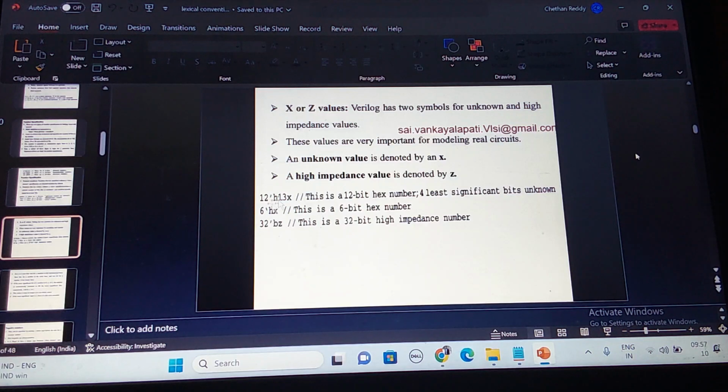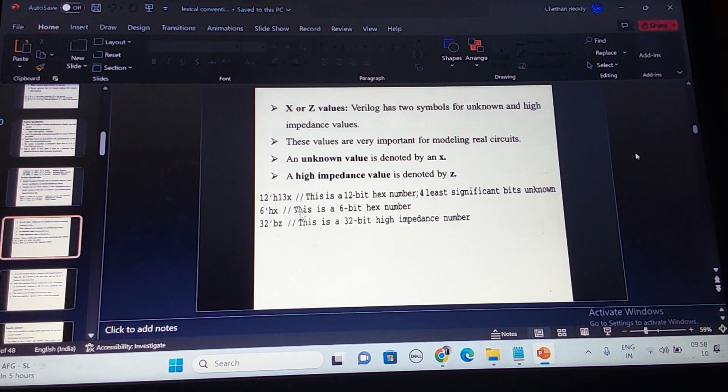Z. Now, there are three examples here. Can you tell me what this example is? In the first example, whether it is a sized number or an unsized number: the size is 12, and the format is hexadecimal, 12'h13x. How is it going to store? From the LSB to the MSB side, there are 4 x's, then 3 is 1, 1, 0, 0, then 1 is 1, 0, 0, which is 12 bits. The size is 12 bits, so it stores x from the LSB to the MSB.